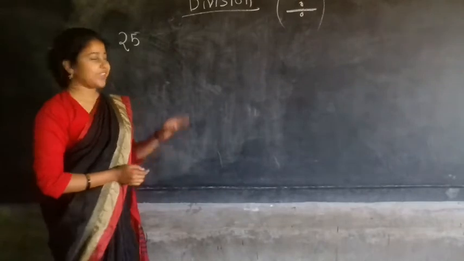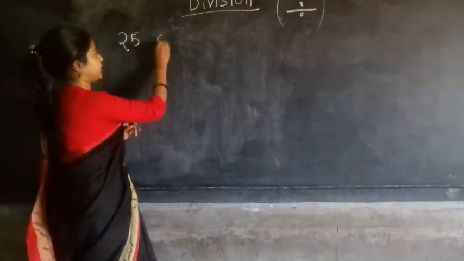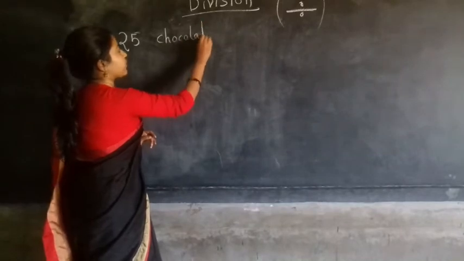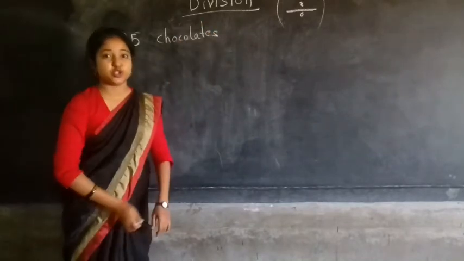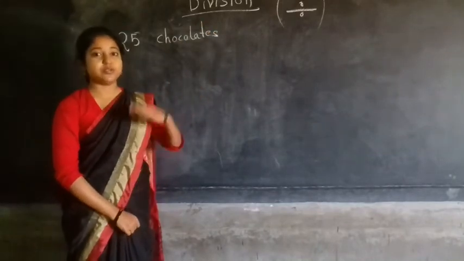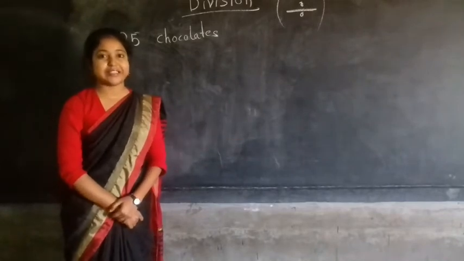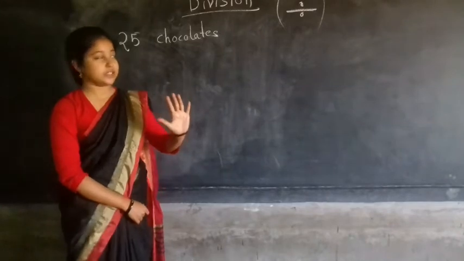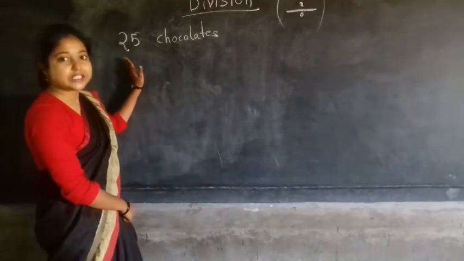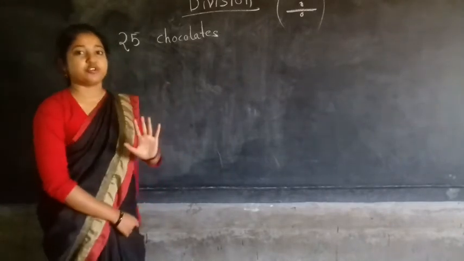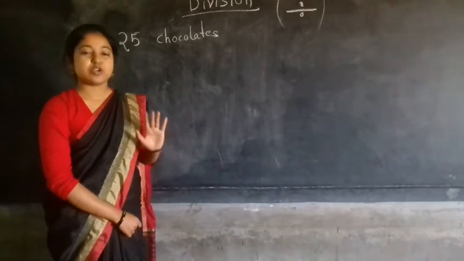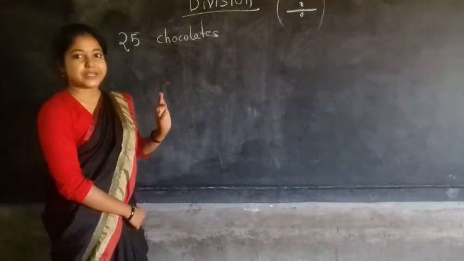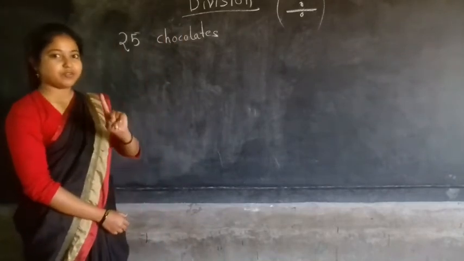You have 25 chocolates. You want to distribute these 25 chocolates among your five friends. So how will you distribute them? We know that division is repeated subtraction. So first we will give one to each.